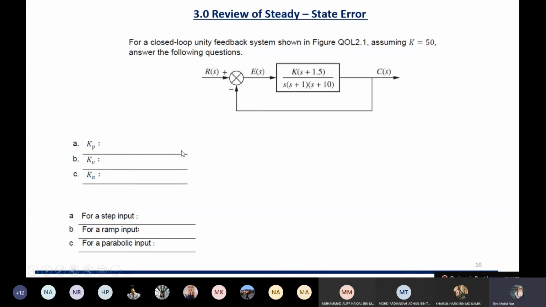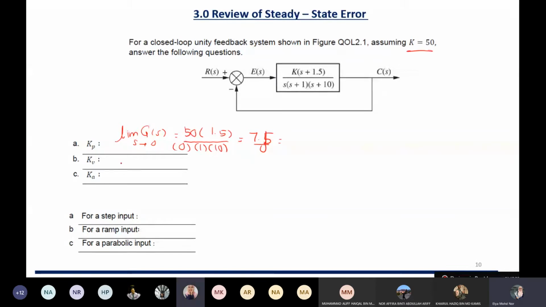So for this one, what is your Kp? Using the formula for Kp, which is the limit of G(s) as s approaches 0, which equals, here we put K, 50, right? So 50 times 1.5 over 0, 1, and 10. So then you will get your Kp equals to... sorry, 7.5 over zero. What do you get? Infinity. 7.5 divided by zero, infinity. I think this one is something not right.